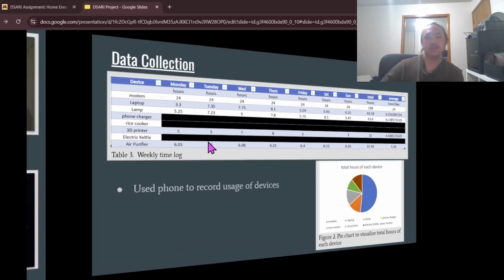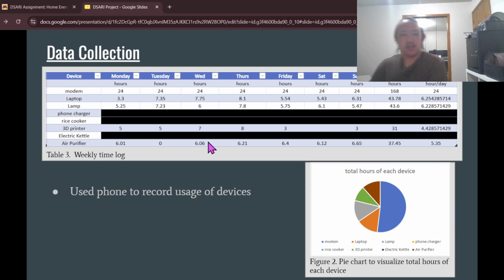As for the data collection for the weekly time log, I use my phone and some notes. Since the phone is able to record the time, I also wrote that time down on the notes so I know. And then after I did it for the day, I would plot those times onto the table so I can visually see it better, as seen in Table 3. And you can also see a better visual in Figure 2, which showcases that the device with the most hours is obviously the modem, which is always on.